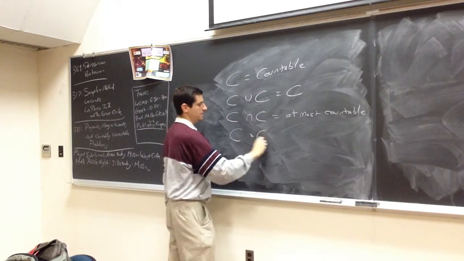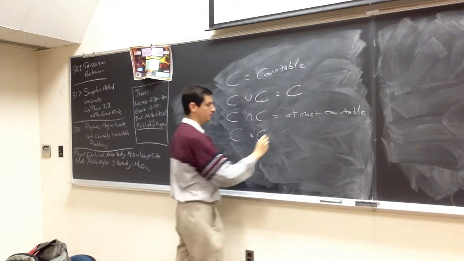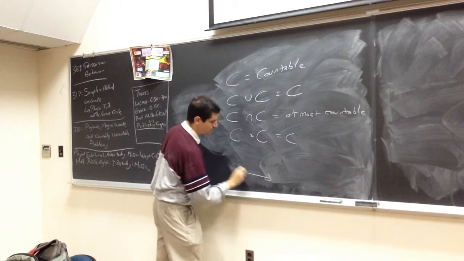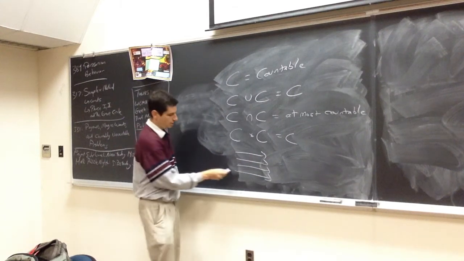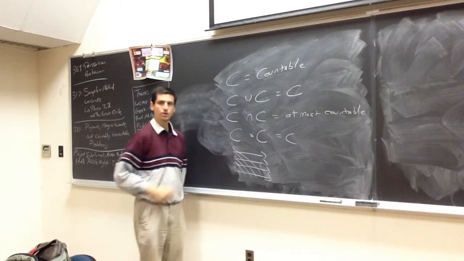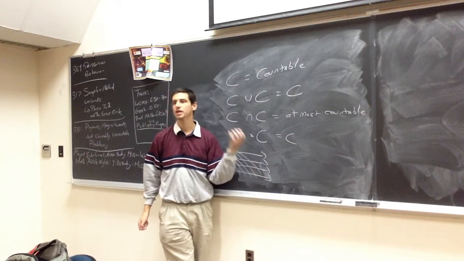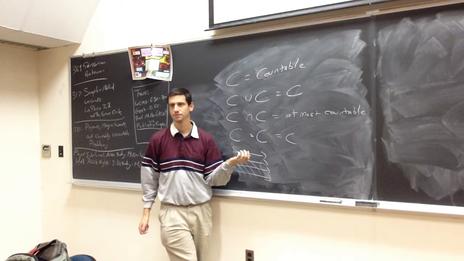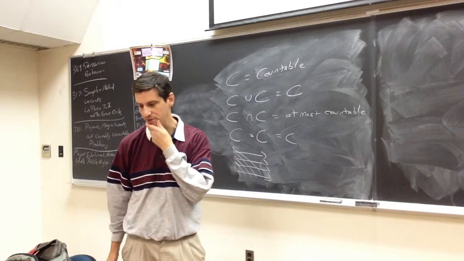Countable times countable is countable. So imagine here's your first one, here's your second one, here's your third one. It's the same as what we did for the rationals. You can go through the sets diagonally like this. So a countable union of countably many sets, countable times countable, these are all countable. Okay? Any questions on countable versus uncountable?